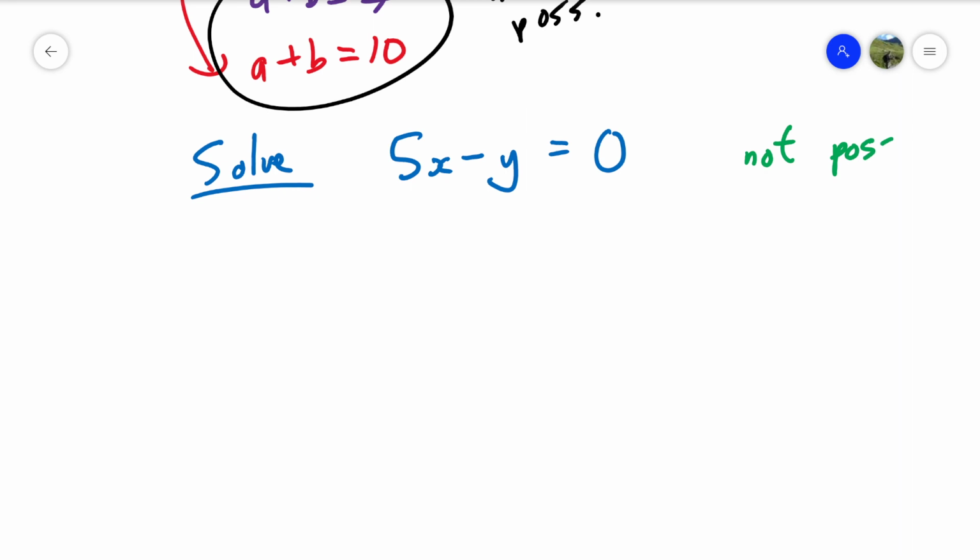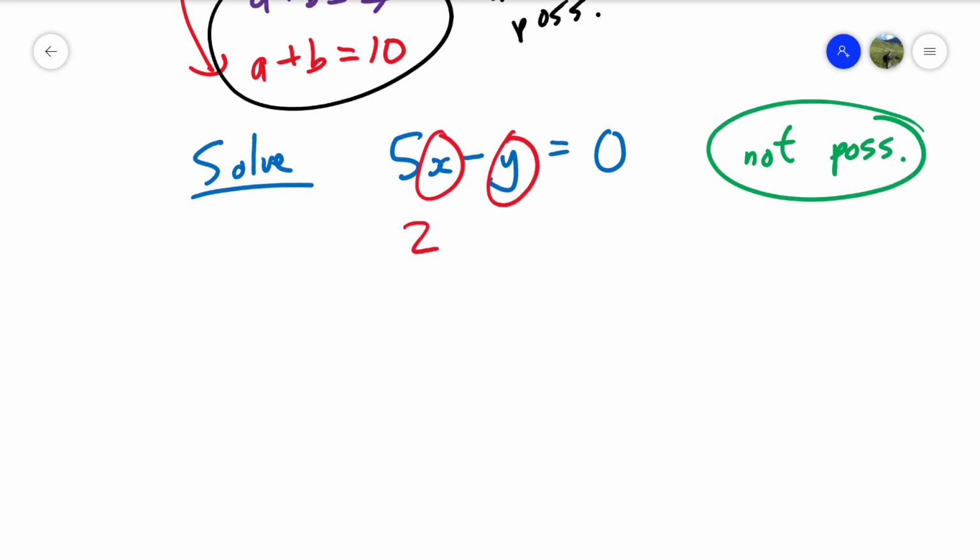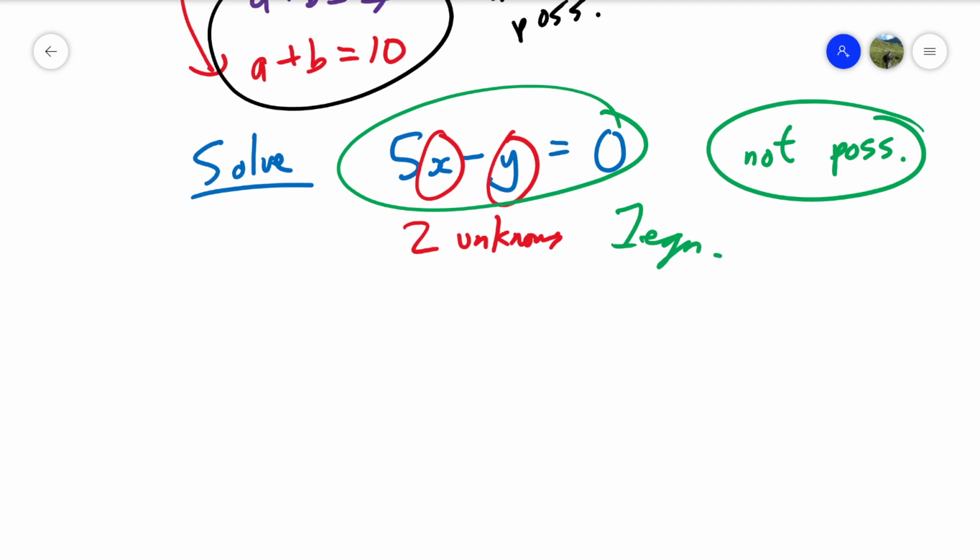Not possible. Again, I've just asked 2 in a row that aren't possible. Oh look, an x and a y, that's 2 unknowns. And how many equations are there? There's only one equation. I'm just going to, boom, that's that.